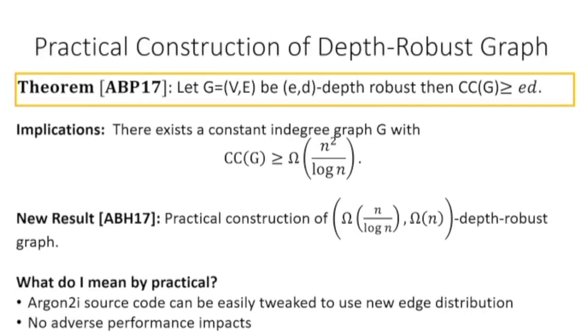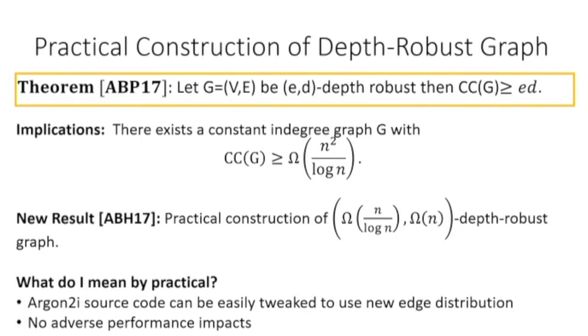So a little bit more good news. There's an upcoming CCS paper where we actually show that not only does there exist a constant in-degree graph, we actually give a practical construction of a constant in-degree graph, which is n over log n and depth robust. So this is maximally depth robust. This is the best you can hope for, and the cumulative cost is at least n squared over log n, which is again the best you can hope for.